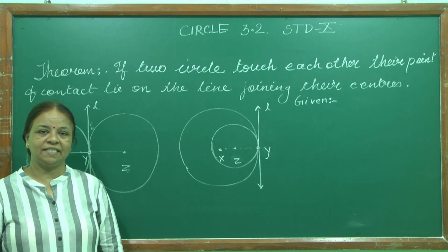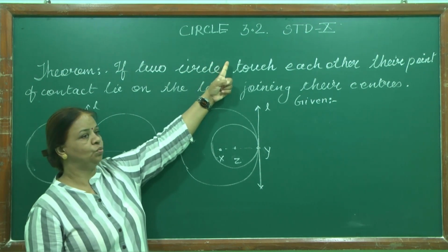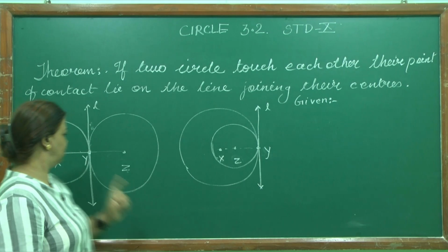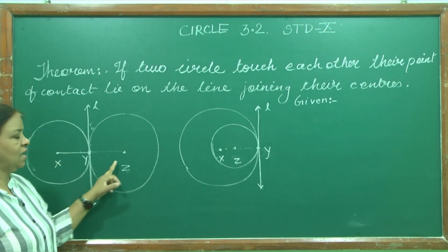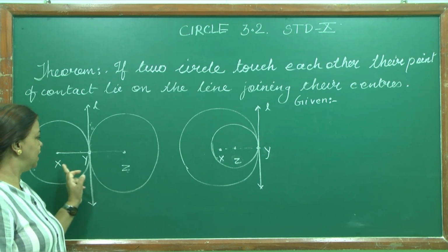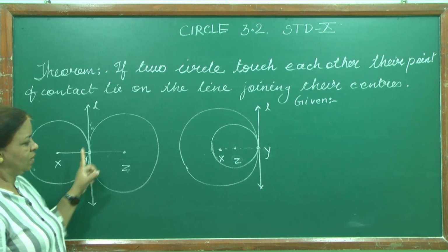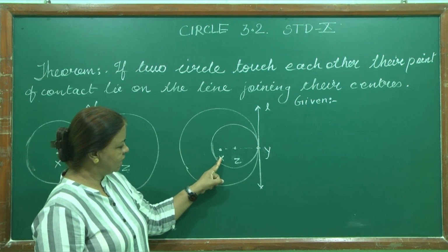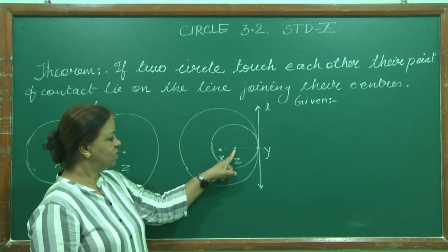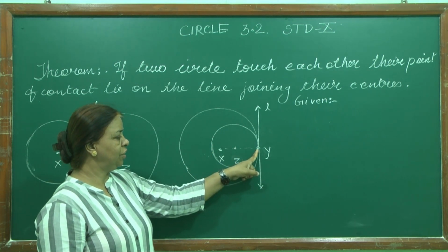Now children, we will be discussing the theorem from before exercise 3.2. The theorem says if two circles touch each other, this is the circle with center X and this is the circle with center Z, these two circles are touching at the point Y. Same way, one circle with center X is a big circle, and one circle with center Z is a small circle. Both touch each other at the point Y.